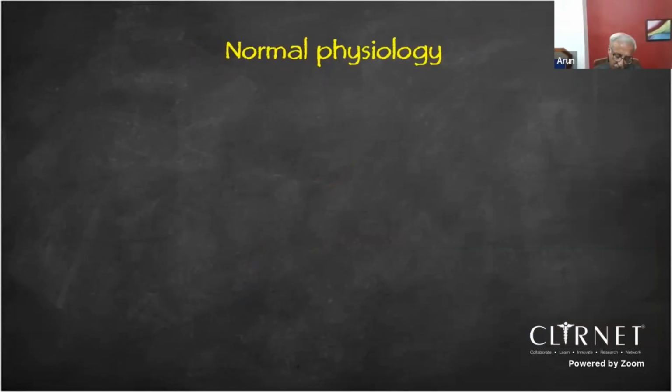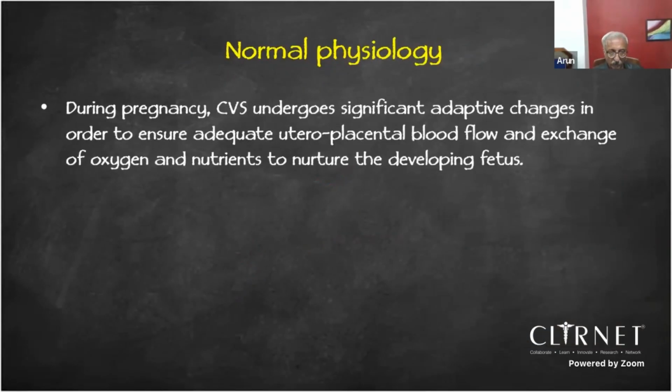Now, coming again to the basics. What is the normal physiology? During pregnancy, the cardiovascular system undergoes significant adaptive changes in order to ensure uteroplacental blood flow. This is what is required in pregnancy. The cardiovascular system undergoes certain changes so that more blood goes to the baby, and more nutrients and more oxygen go to the baby. All right.